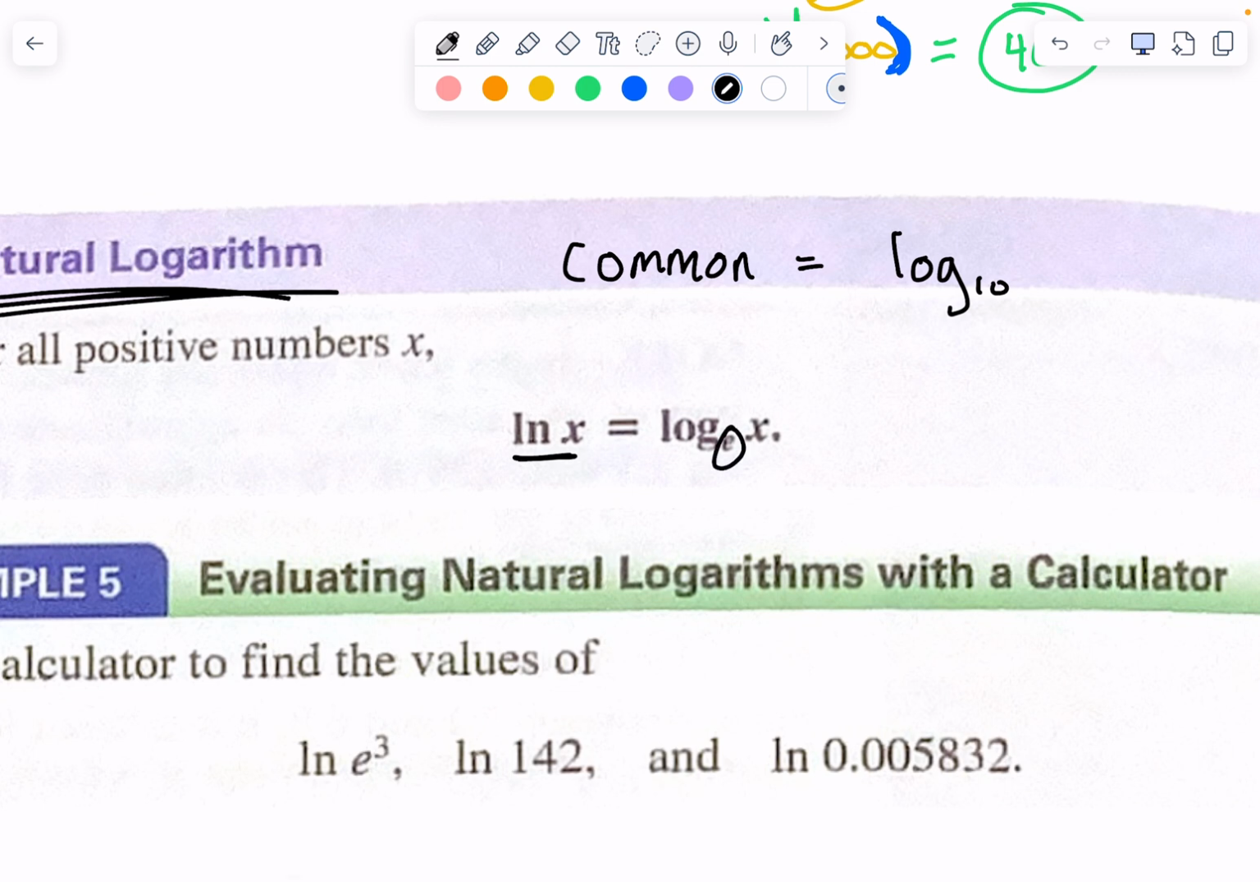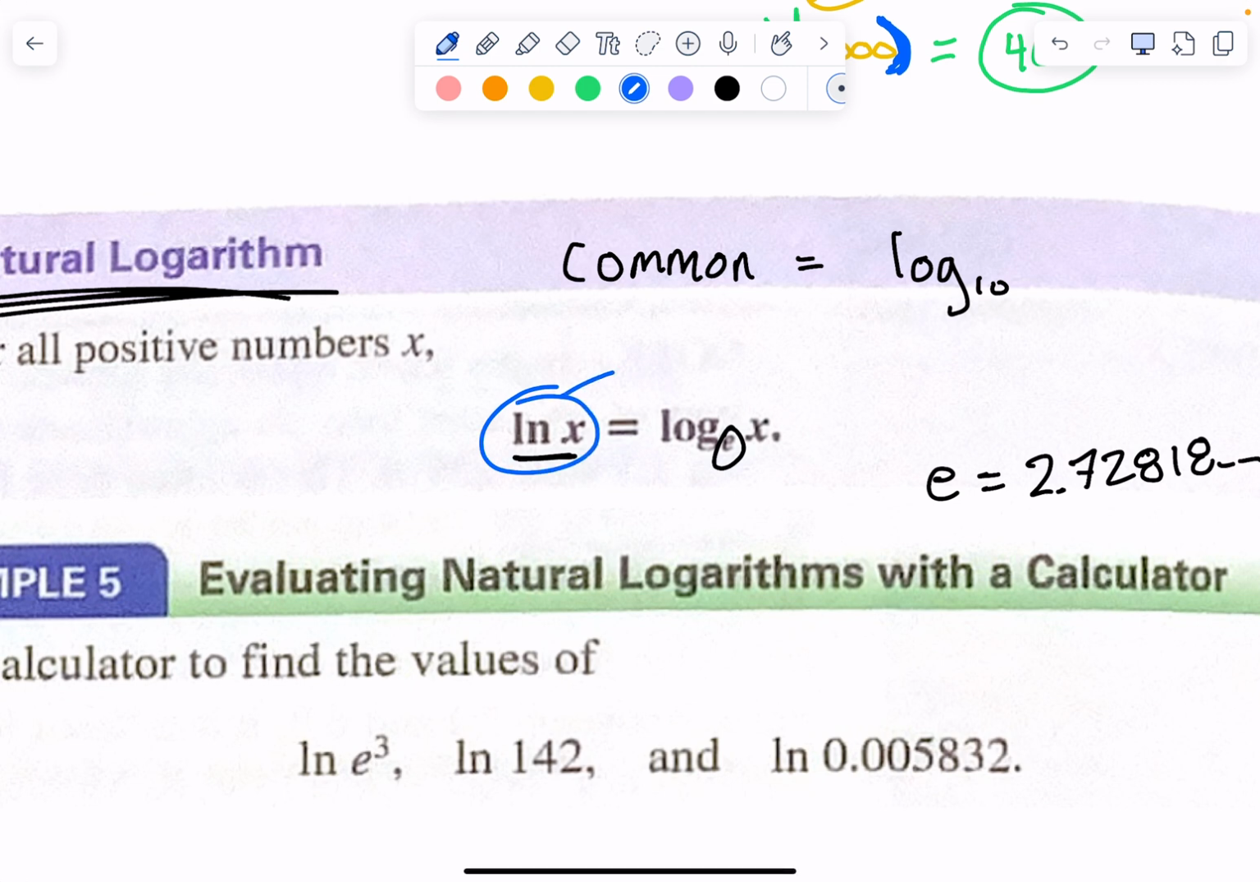Do you remember talking about e when we did PERT? e is 2.71828, blah, blah, blah, and it goes on forever, right? It's that number that occurs in compounding interest. So since e is such a special number, it has a special name for log of e, and it is ln.